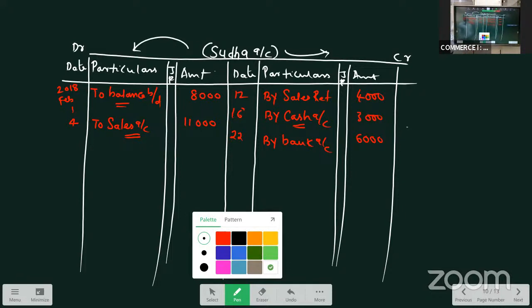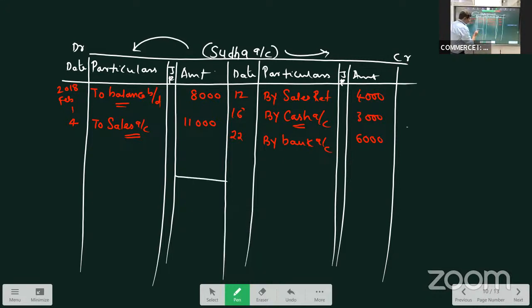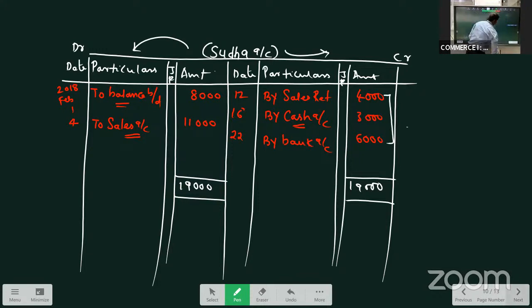While balancing, I told you what you should do. For balancing, see which side is heavy. 8 plus 11, 19. 4 plus 3 plus this, 13. Debit side is heavy. So we'll take the total of debit side, 19,000. Okay. There is discount factor also here, which I'll explain. Achha, what is the credit side total you see? It is 13,000.